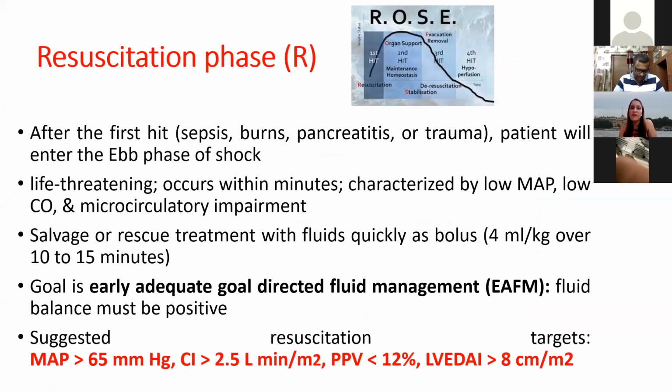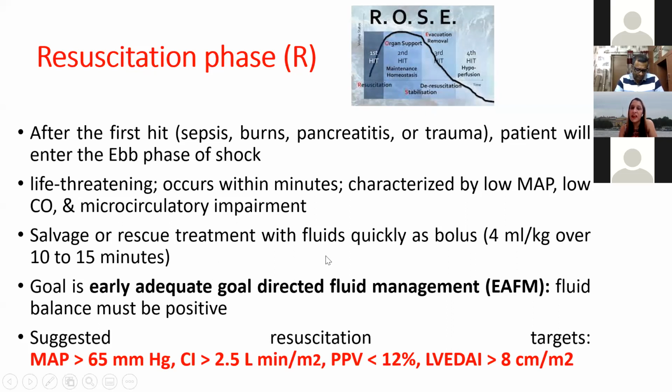So talking about these phases, the resuscitation phase starts immediately after the first hit. The 4 hits have been defined in this ROSE concept. The first hit is what happens to the patient, like it can be sepsis, pancreatitis or trauma, once the patient lands up in the ICU. And this is a life-threatening hit occurring within minutes. This phase lasts only a few hours, characterized by low mean arterial pressure, low cardiac output, and microcirculatory impairment. What is required is the salvage or rescue treatment.